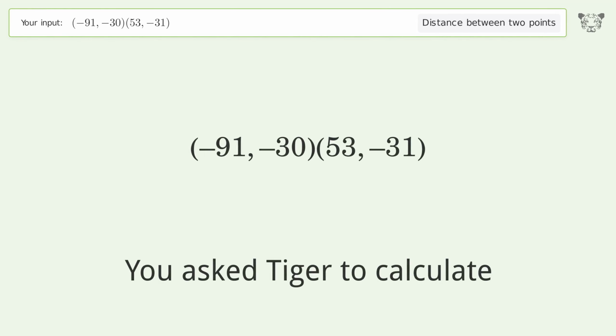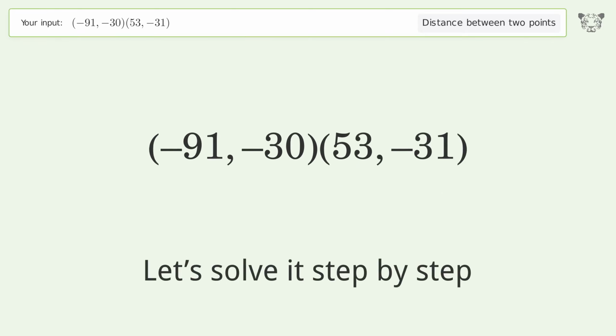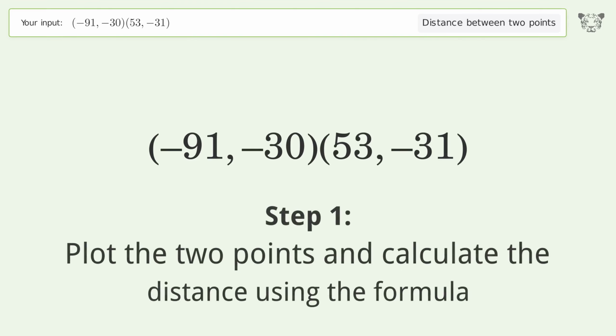You ask Tiger to calculate. This deals with the distance between 2 points. The distance between the 2 points is the square root of 20,737, or 144.003. Let's solve it step by step. Plot the 2 points and calculate the distance using the formula.